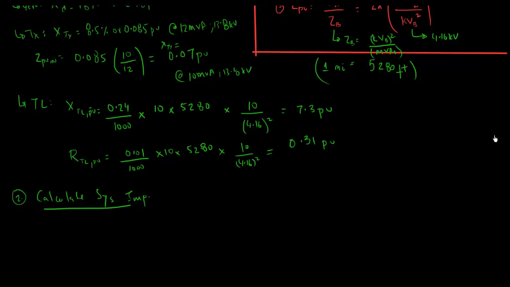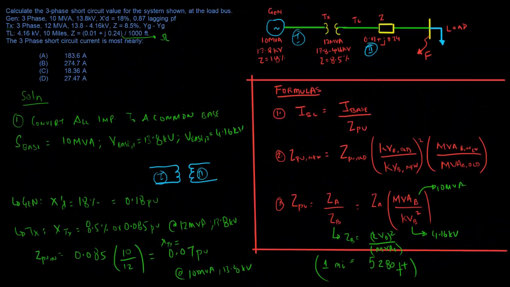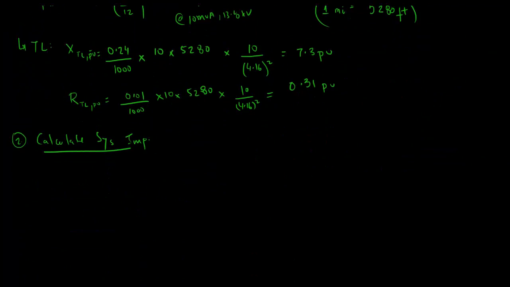So to calculate the system impedance, what we can do is we draw what we call an impedance diagram. So let me go ahead and draw that very quickly. So this is where we are starting off. This is our generator impedance. Then we go forward and then we come across our transformer impedance. Then we move forward, we come across our transmission line resistance value and our transmission line reactance value, and that is the load bus, and this is where we have the fault.